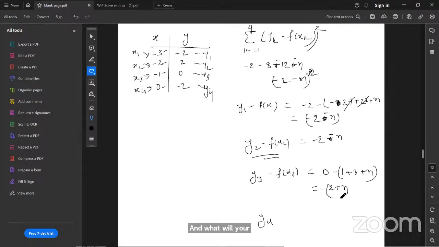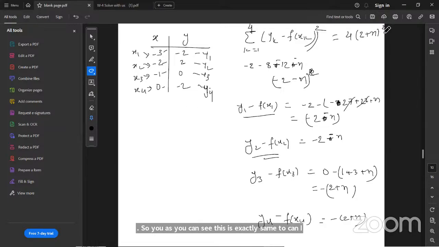Then we get -2, -1. And I am expecting that this will become also same. So -2 minus n to the power whole square. Now find this value. As you can see, this is exactly same. So can I write this as 4 times (2 plus n) to the whole square? Minus will become plus because you are squaring this term, right? So this thing you will get like this.